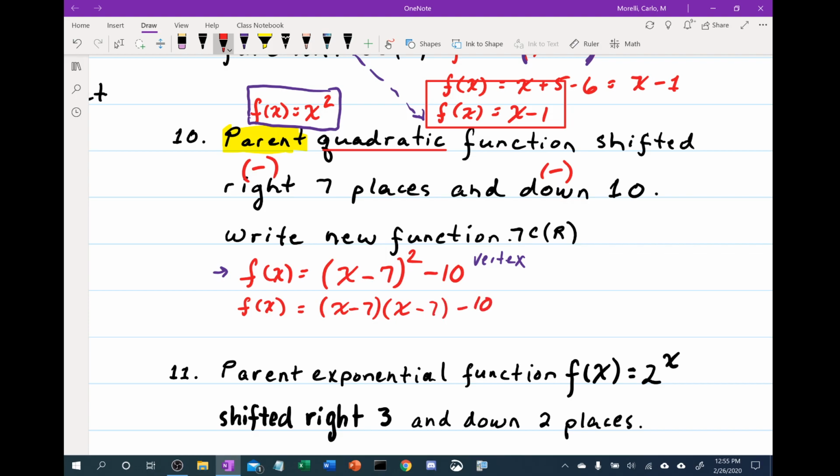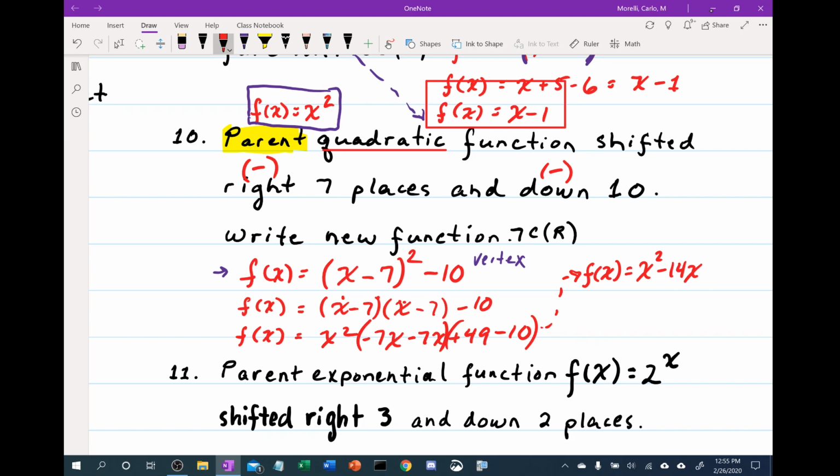And now we do FOIL: first, outer, inner, last. So f of x equals, first, that's x squared, outer, minus 7x, inner, minus 7x, last, plus 49, minus 10. Just combine like terms. Here's some like terms. Here's some like terms. So f of x equals x squared minus 14x. And then what's 49 minus 10?